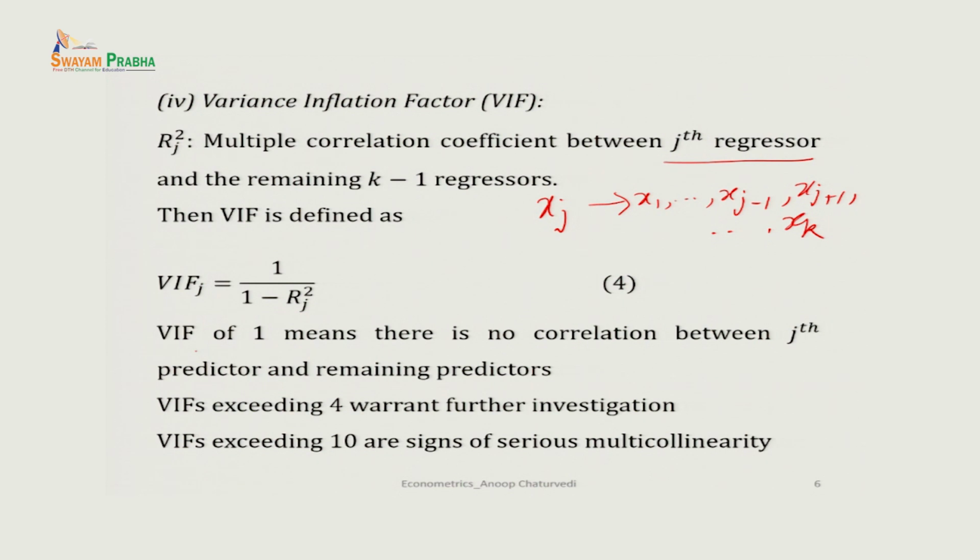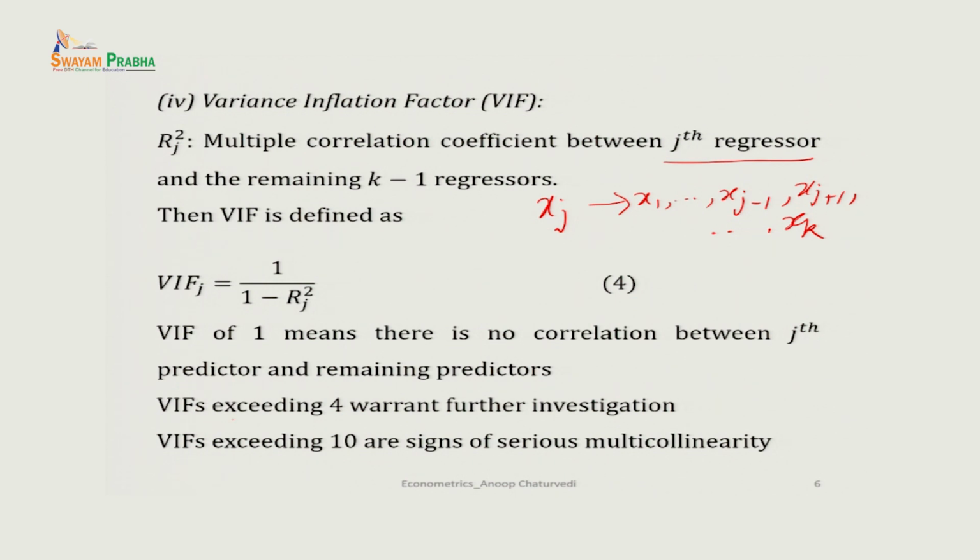Now, VIF of 1 means there is no correlation. VIF j becomes 1 when R j square is equal to 0. So, it means x j is not at all correlated with the other regressors x 1, x 2, x j minus 1, x j plus 1 so on x k. So, there is no correlation between the jth predictor and the remaining predictors.